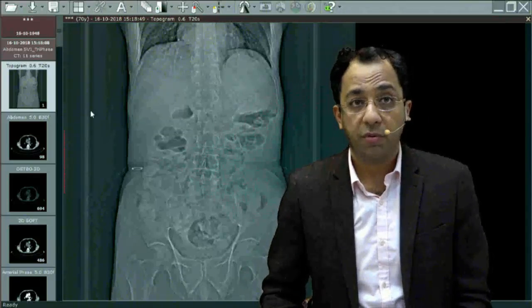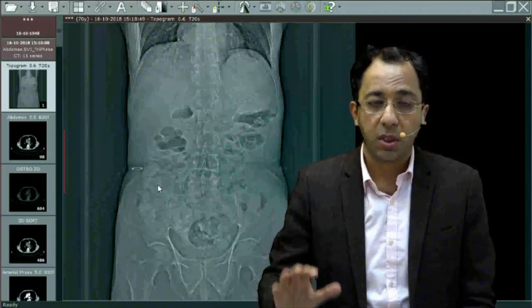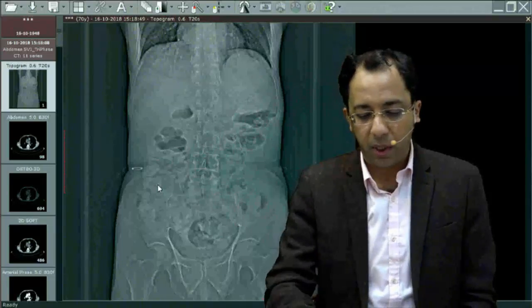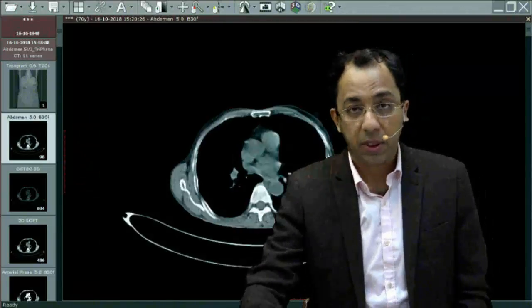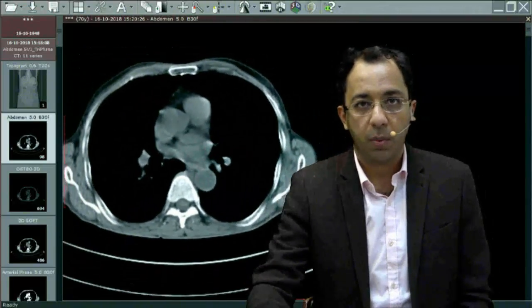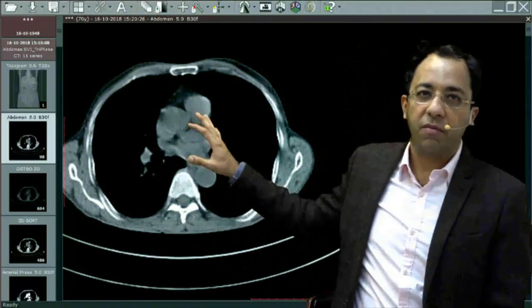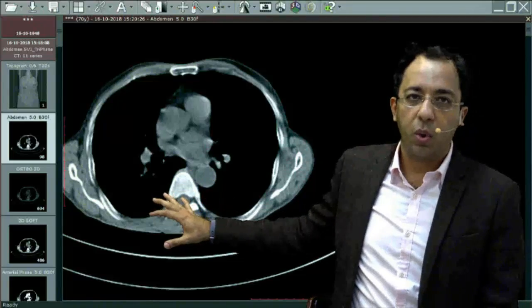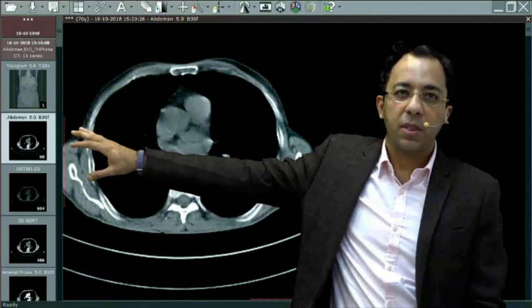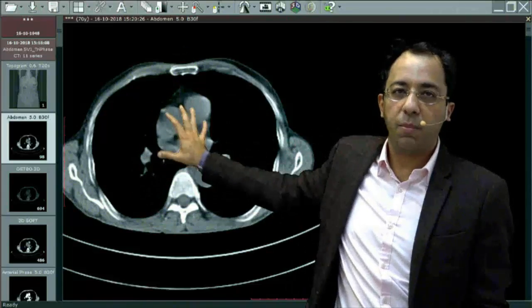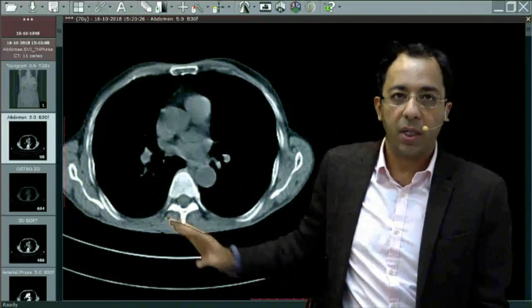So let me show you first how you take a scout film. On the scout film you plan how the CT abdomen will be done, and first you do a plain study. This is how a plain study of the abdomen would look. So how do you know this is a plain study? You can see for yourself that the blood vessels don't show any contrast. So always remember, this is the right side, this is the left side, anterior, posterior. You can see the mediastinum, you can see the vessels with no dye in it.